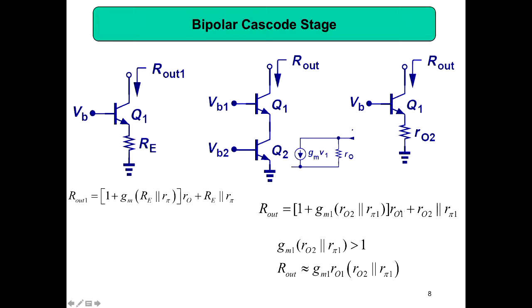Sometimes we will be using only this expression to simplify the output impedance. Obviously, this is a standard expression. Why we are doing this is Gm1 Ro2 parallel Rπ1. This one is always greater than 1, so you can ignore this 1. Then we can rearrange it, and then we get this value.